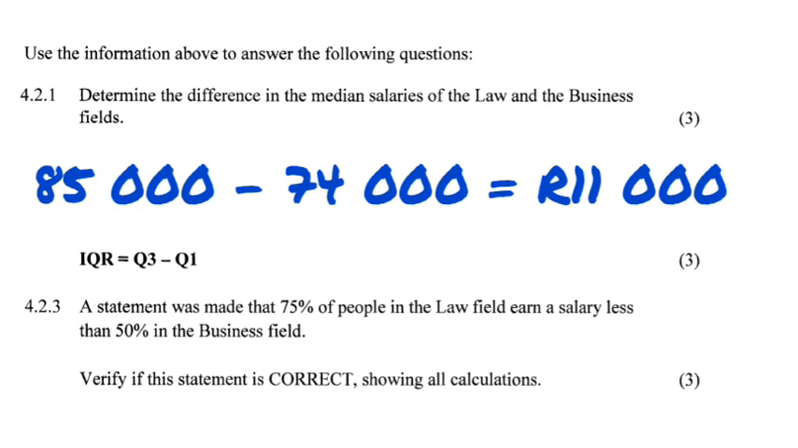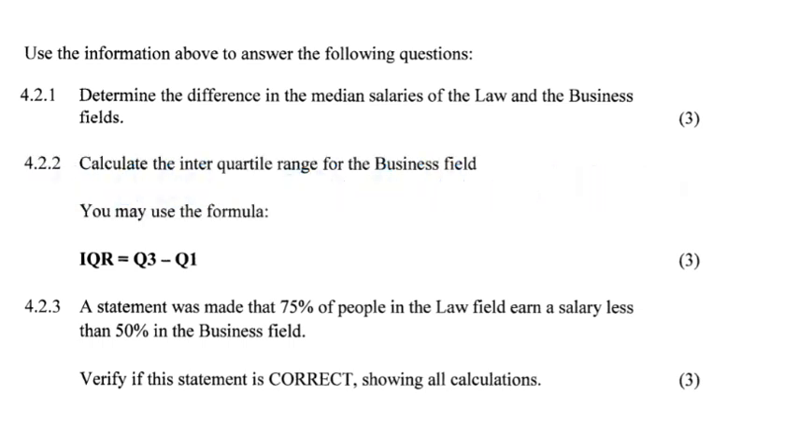That's what difference means. So we take the 85,000 because it's the bigger one and minus the 74,000, and it gives us 11,000 rands. Remember I said we are going to be answering in thousands of rands. And then in 4.2.2 it says calculate the interquartile range for business field.